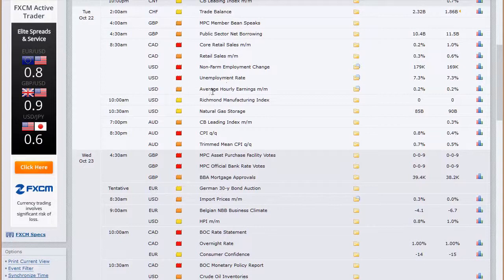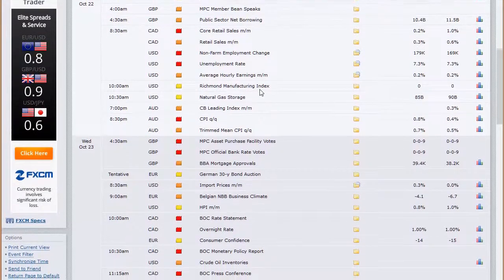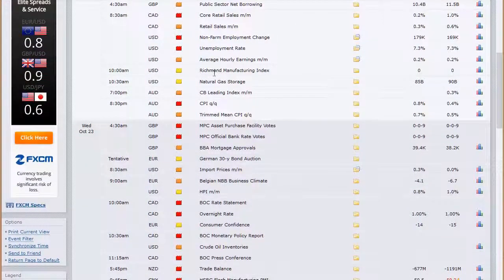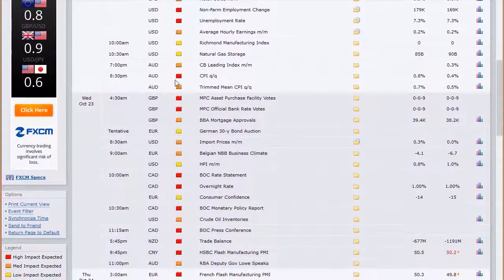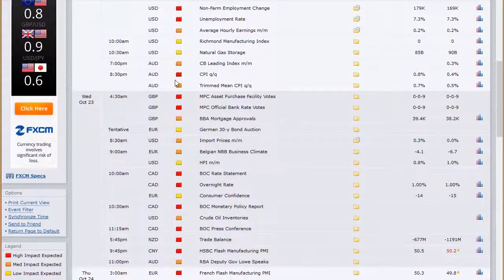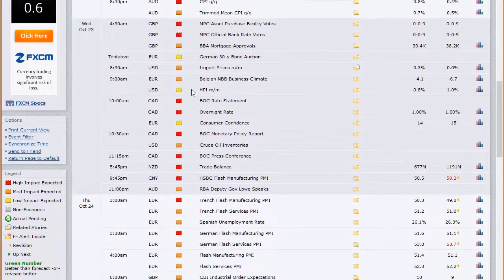Here's the U.S. unemployment rate from the prior month. Again, that should have come out 2 Fridays ago, but couldn't because the government was shut down. Nobody there to do the calculations. Richmond Manufacturing Index at 10 a.m. Eastern Time. Natty Gas also due, which was supposed to come out last week. Australia's CPI, 8:30 p.m. Eastern Time Tuesday night.